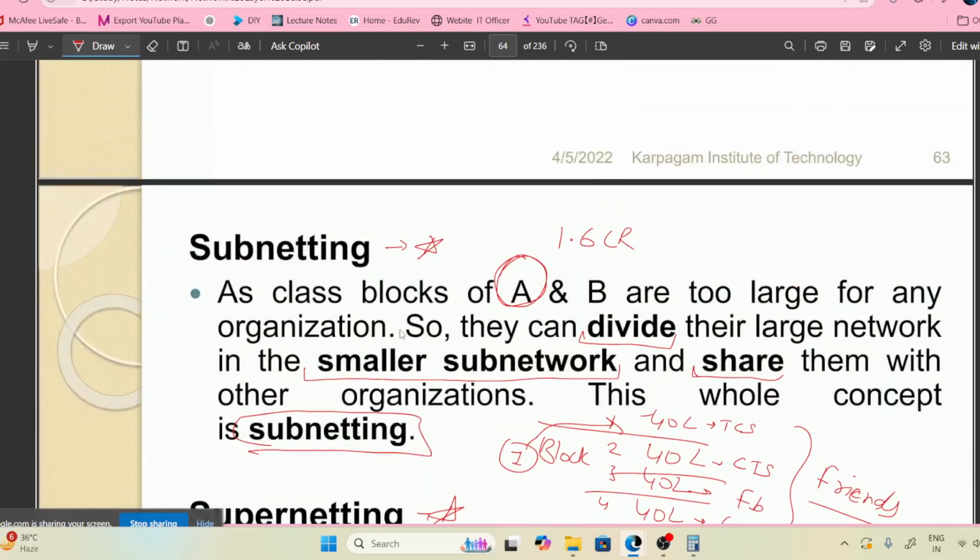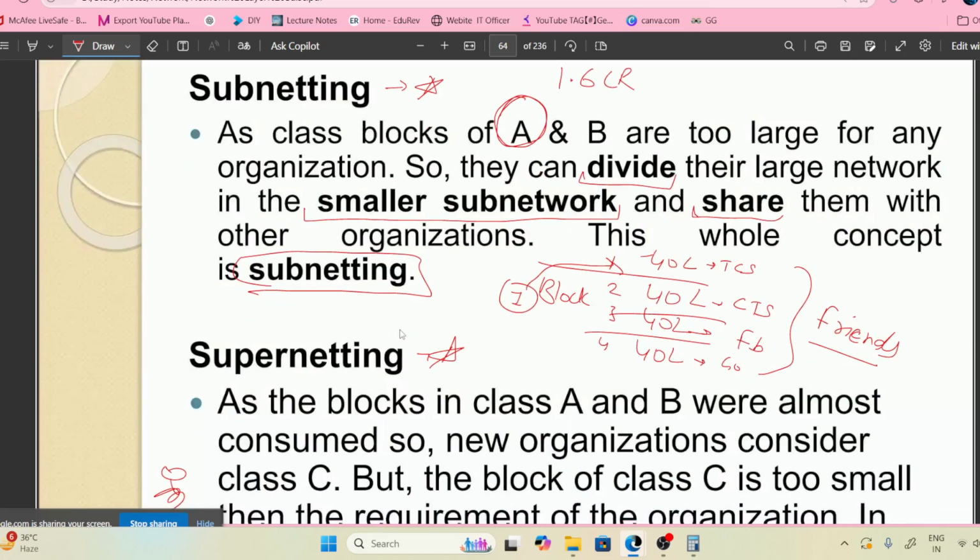In the next class, we are going to discuss in very, very detail what supernetting and subnetting are. So in this class, this is enough. If you have any doubt, you can unmute and ask.